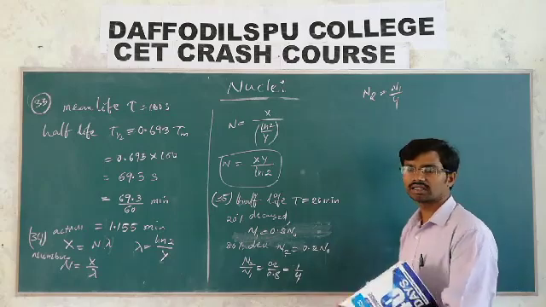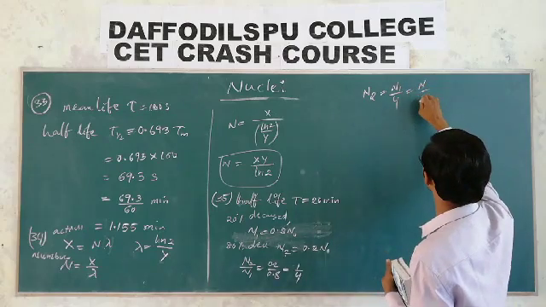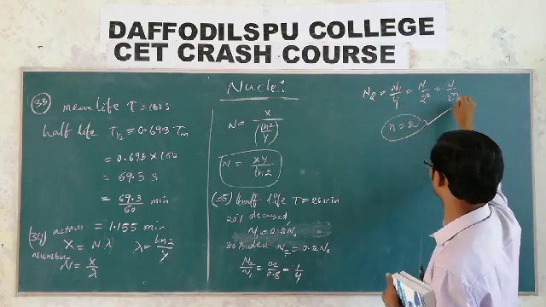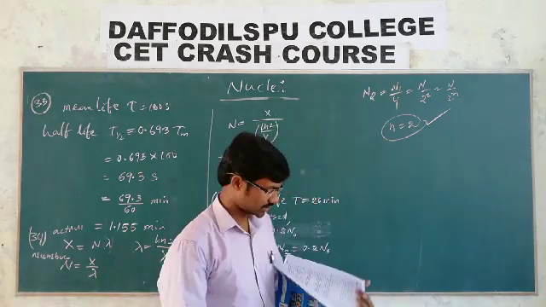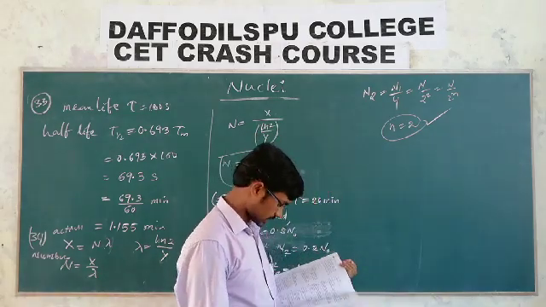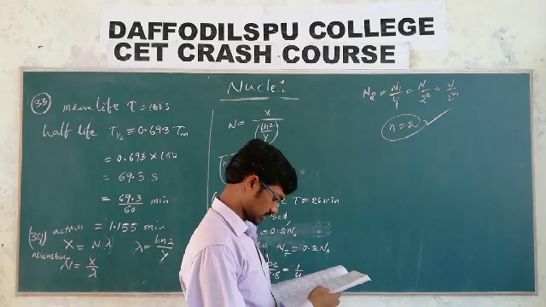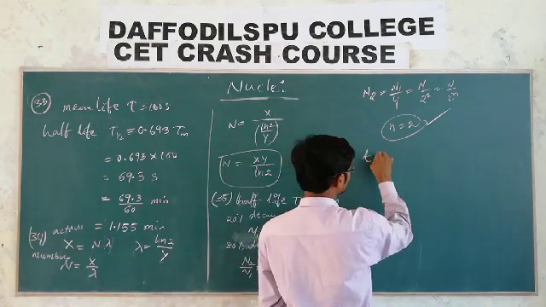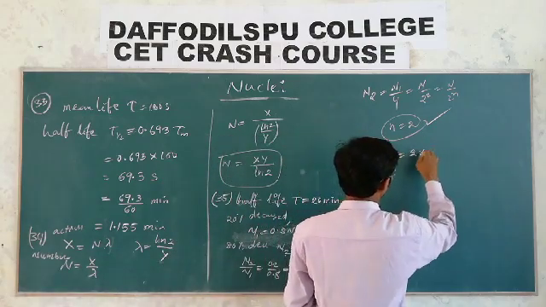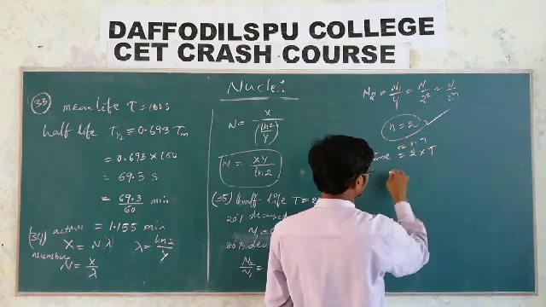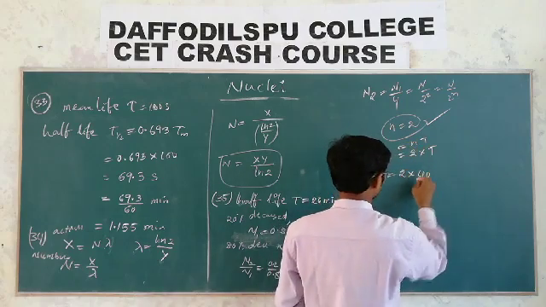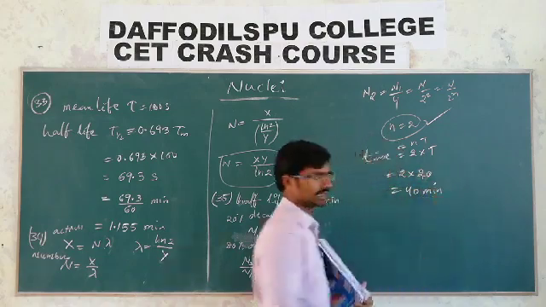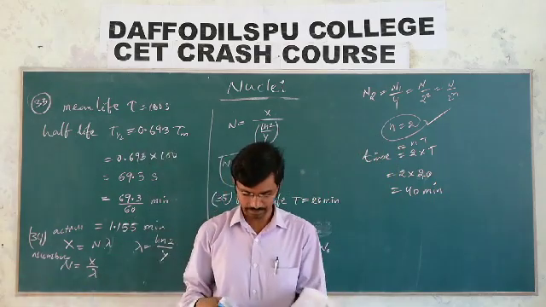Now you can write n1 by 2 square, then this is like 1 by 2 power n. The number of half-lives is 2. But you need to find the time difference between 20% and 80%. Two half-lives means time is equal to 2 into t, where half-life is 20. So that is equal to 40 minutes it will take to go from 20% to 80% decay.